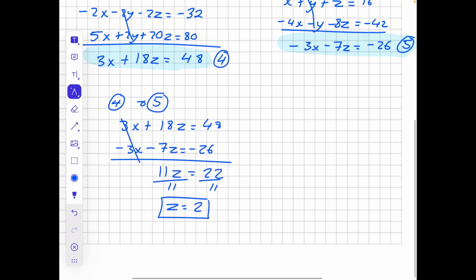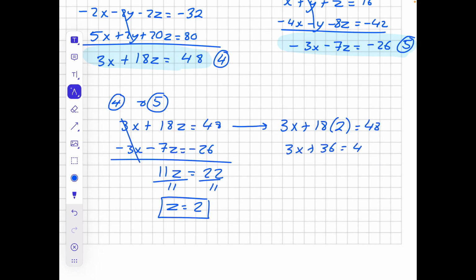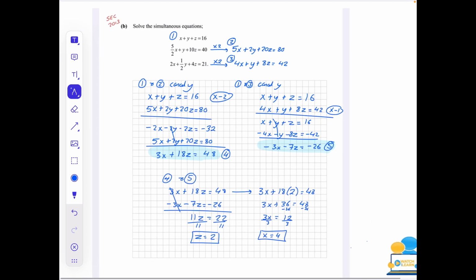There's my first answer. Now we need to find x. I'm just going to take equation 4 and sub in what I know. So we have 3x plus 18, and instead of z I can write 2, is equal to 48. Minus 36 from both sides, we get that 3x is equal to 48 minus 36, which is 12. Divide by 3, x is equal to 4.